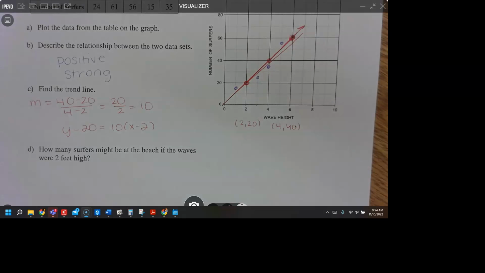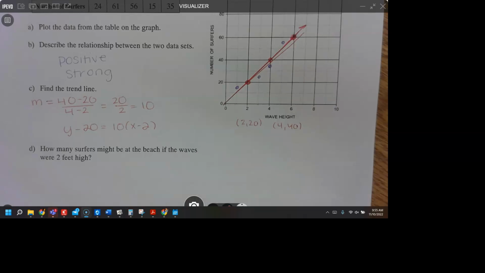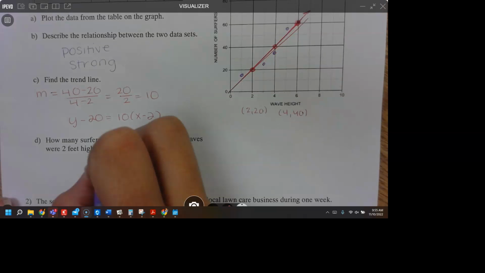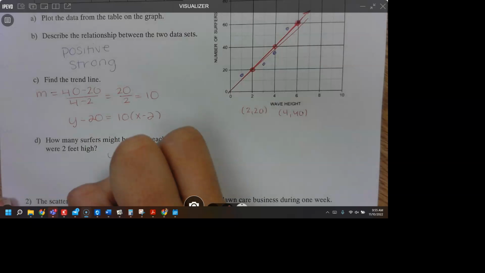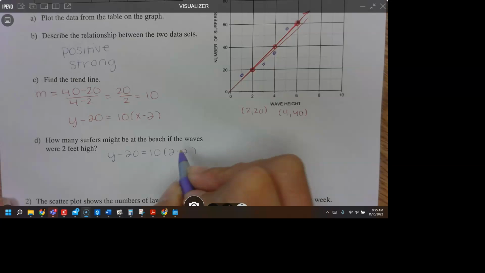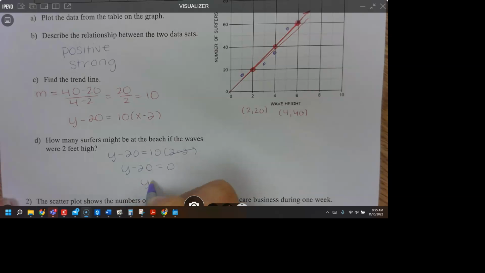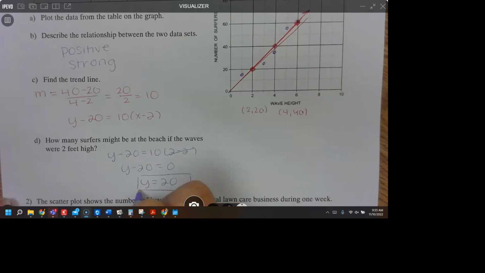So then the question is, how many surfers would be at the beach if the wave heights were 2 feet? So what you would do is actually plug 2 in for x. And in terms of my problem, I end up getting y minus 20 equals 10 times 2 minus 2. 2 minus 2 is 0. Anything times 0 is 0. So I have y minus 20 equals 0, or y equals 20.